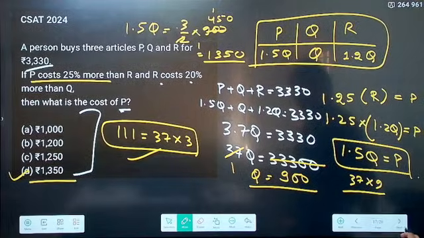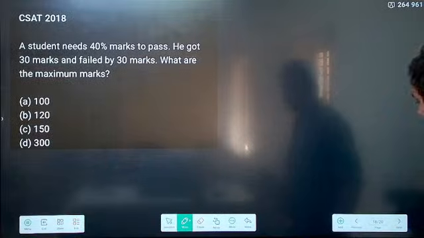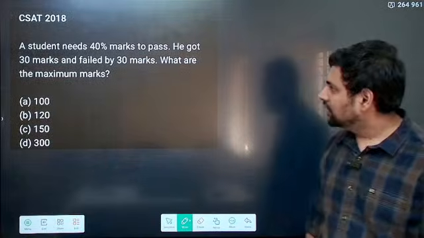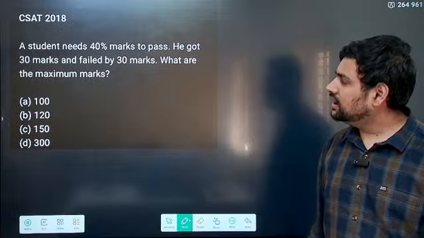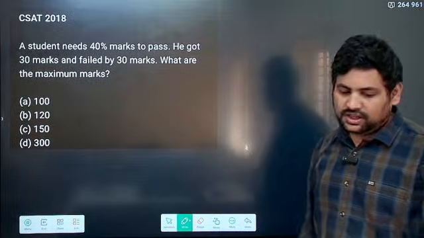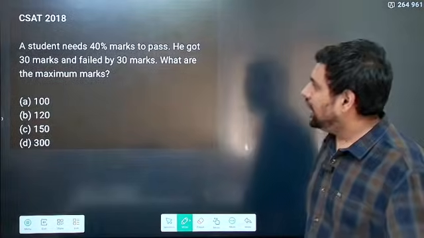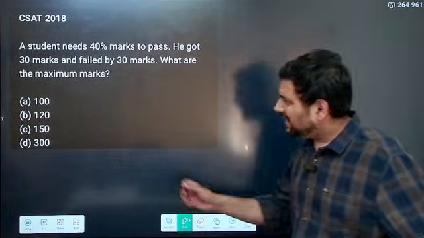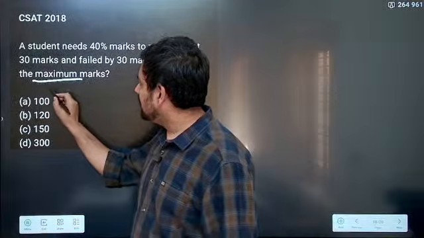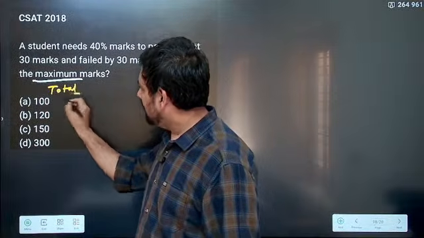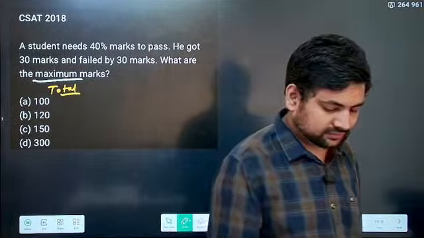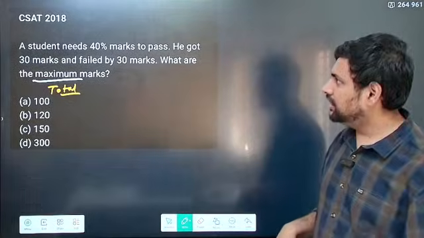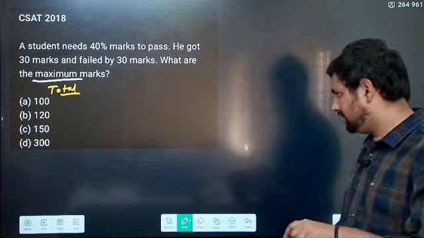Okay, then do this. A student needs 40% marks to pass. He got 30 marks and failed by 30 marks. What was the maximum marks? It is actually asking you the total marks of the test. Think, formulate the equations, you'll get the answer.